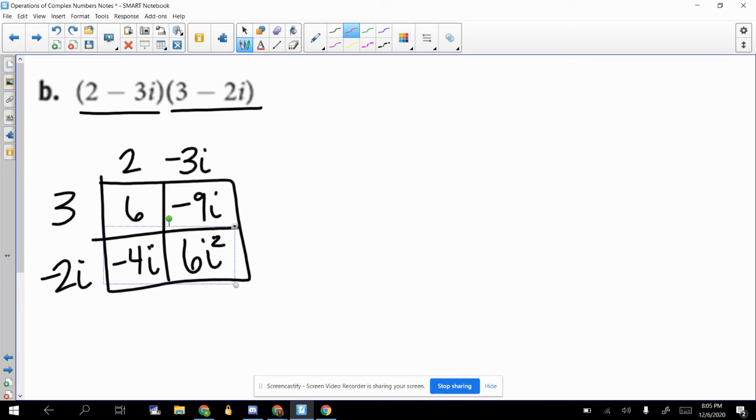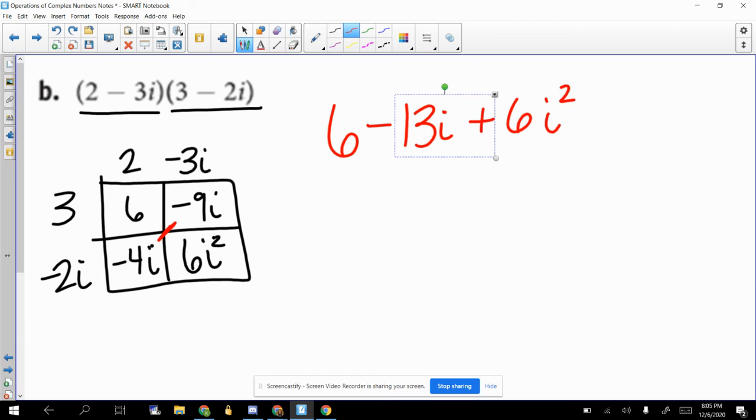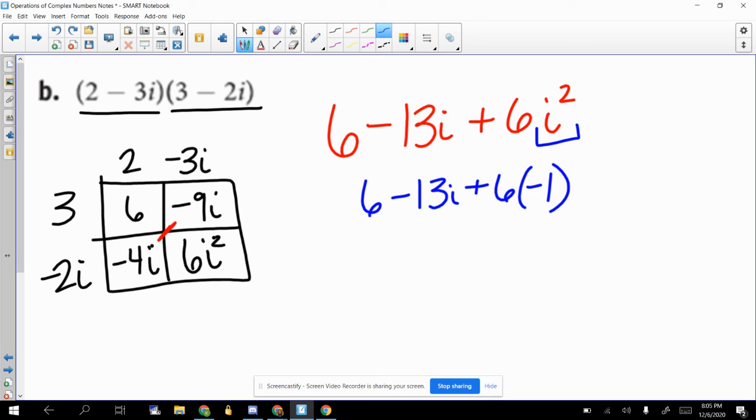So now I would go ahead and combine these like terms. I'm going to write this as 6. Negative 4i plus negative 9i is negative 13i. And then plus 6i squared. Again, before you're finished here, you need to replace that i squared with negative 1. So 6 minus 13i plus 6 times negative 1. So this is going to be minus 6, because it's a positive 6 times negative 1, so negative 6.